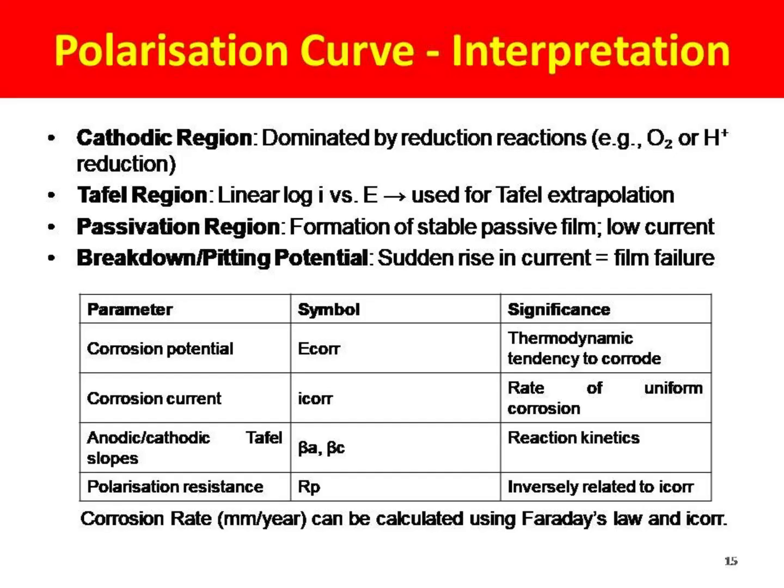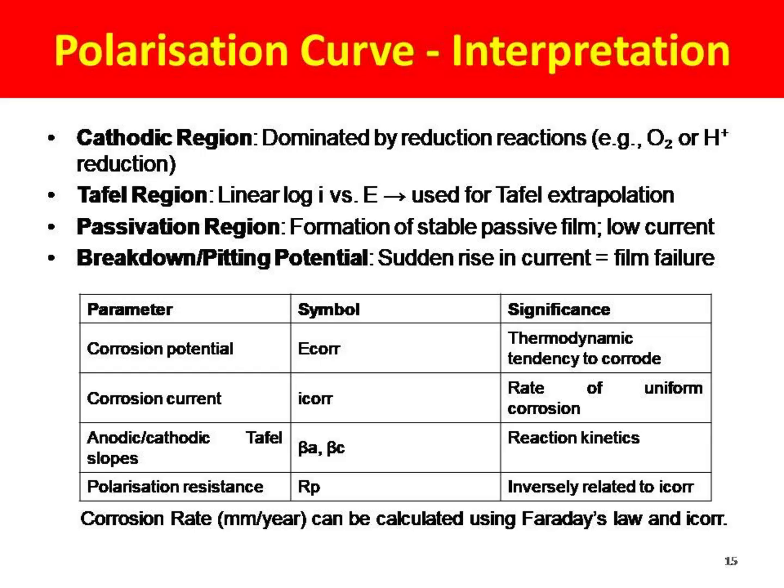So polarization curve interpretation: the cathodic region is dominated by reduction reactions. The Tafel region is linear, that is log I versus E. The passive region shows formation of a stable film at low current. At the breakdown potential or pitting potential, there is a sudden rise in current, then the film breaks and film failure occurs.